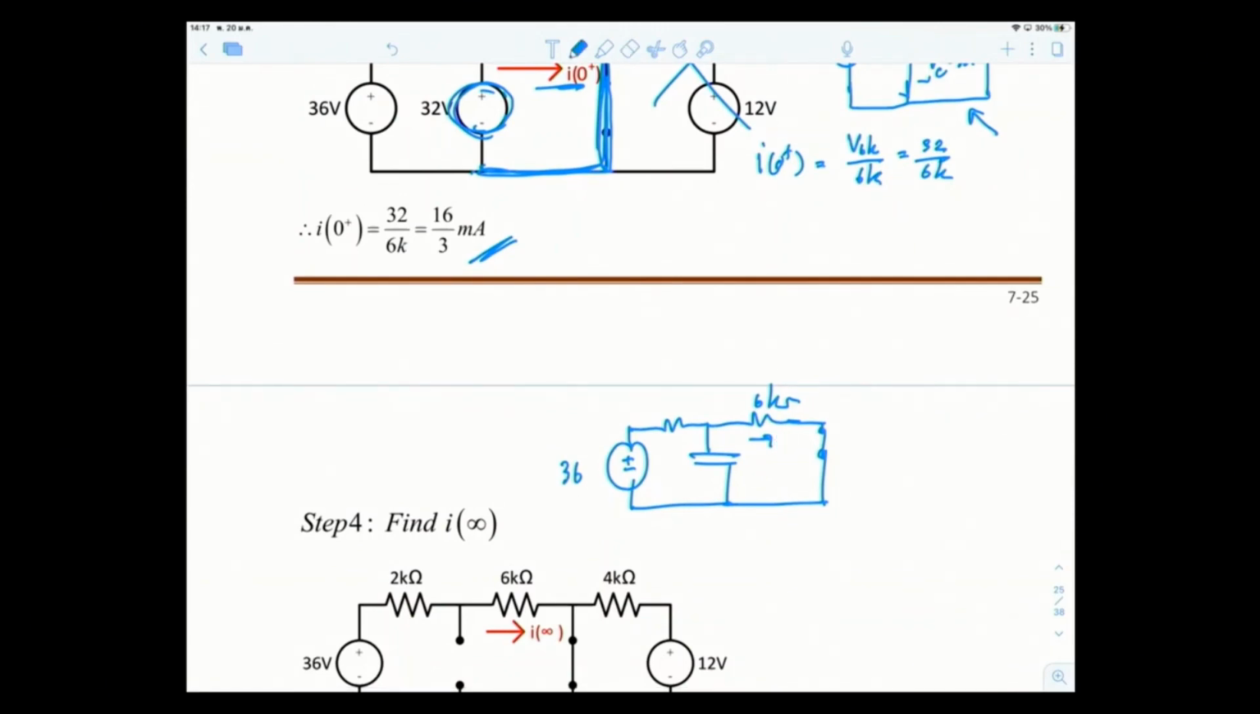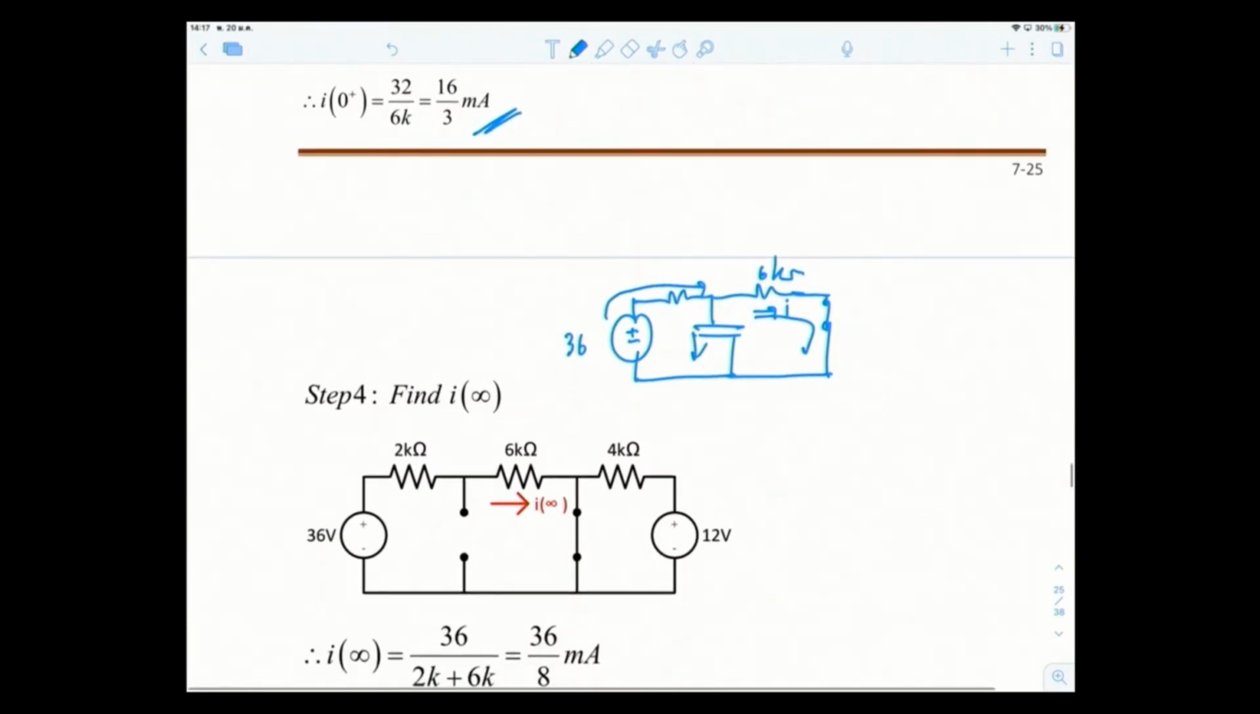Well, at infinity, again, current flows like this, comes like this, goes like this for a long time until we assume steady state has been reached. Your capacitor is fully charged, so therefore your capacitor would act like an open circuit. So this is your VC at infinity right here. Of course, we don't look at this anymore because this is short. Now you have to find I at infinity.